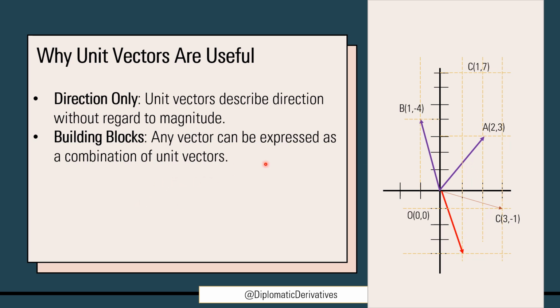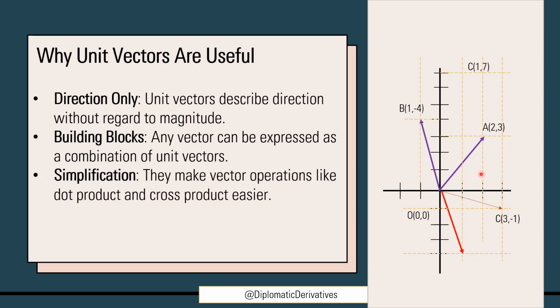Building blocks: any vector can be expressed as a combination of unit vectors. For example, point C is i plus 7j. This is i minus 4j. This is 0, 0. This is 3i minus j. So these unit vectors basically build up the main vectors. Simplification: they make vector operations like dot product and cross product easier. This is also very important, and we will be tackling the vector dot product and cross product in another video in the future. So unit vectors help in that as well.